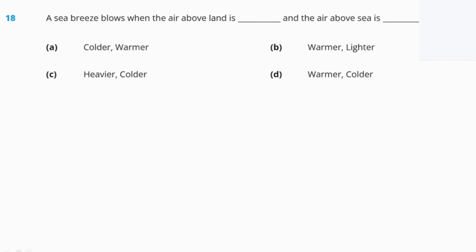Next, a sea breeze blows when the air above the land is what? Is warmer, and the air above the sea is lighter. Or not lighter, sorry, colder. So option number D is our answer. The air above the land is warmer and the air above the sea is colder, as a result of which the cold air or the cold breeze moves from sea towards the land, thereby giving rise to sea breeze. So option number D is our right answer.